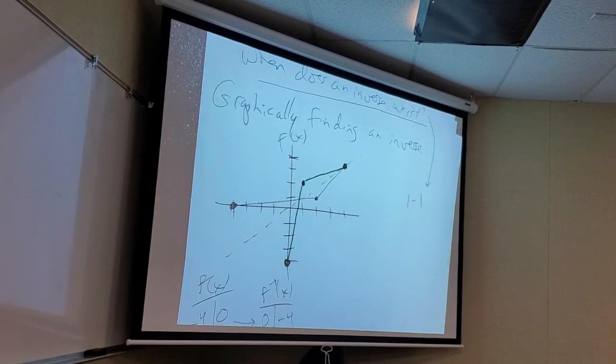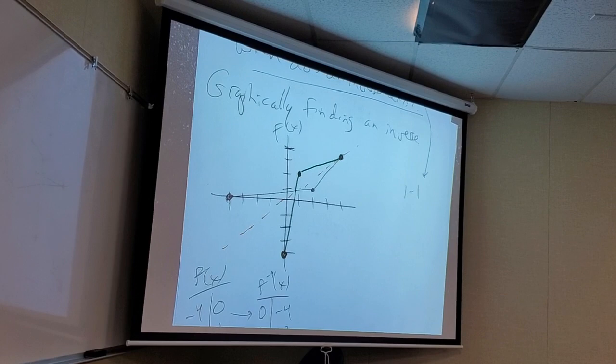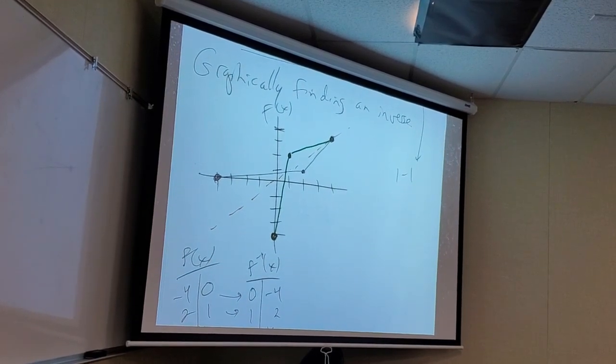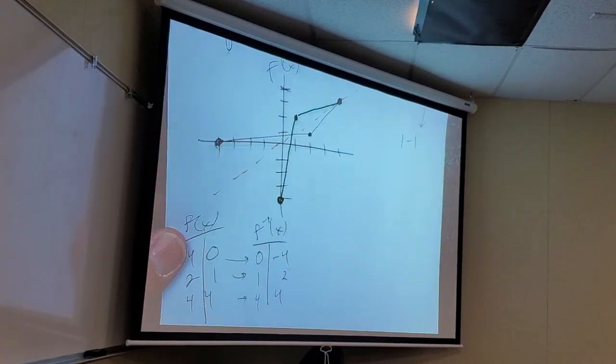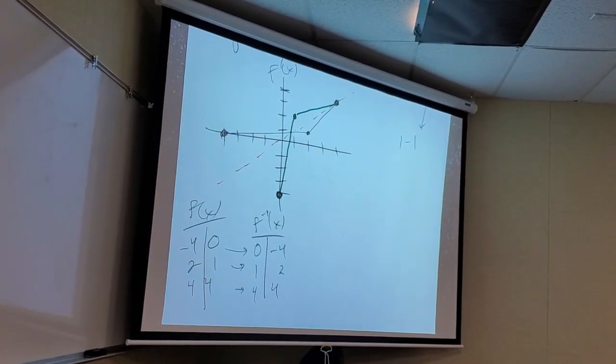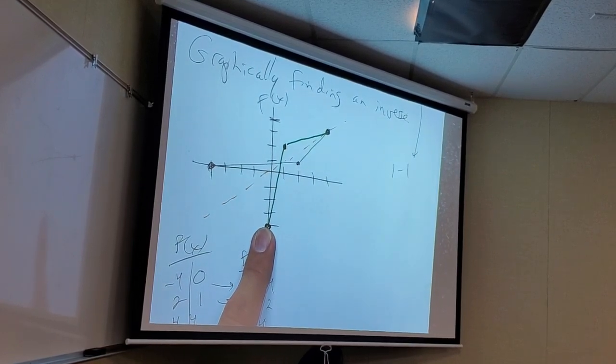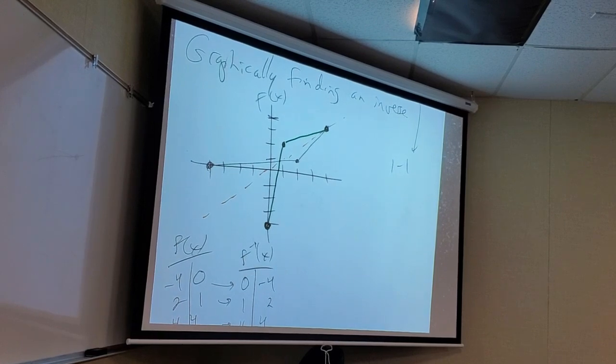Is the green thing I just drew, is that a function? Why? Yes, I love it. It has one output. It passes the vertical line test. No, I'm not asking if it has an inverse, I'm just asking, is it a function? It passes the vertical line test. Haven't discussed the horizontal yet.